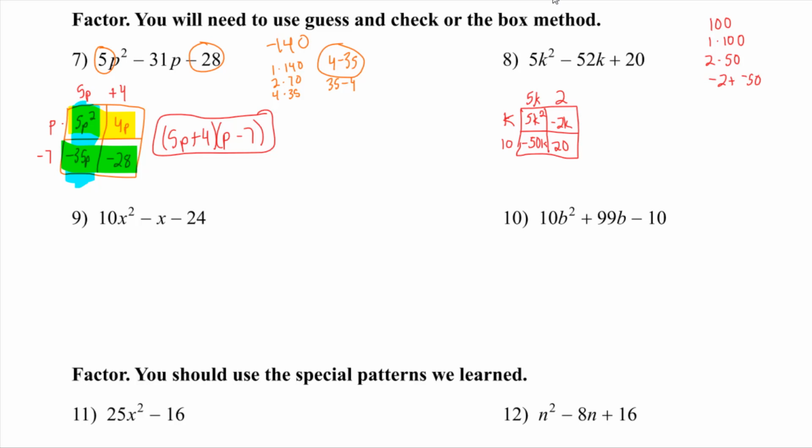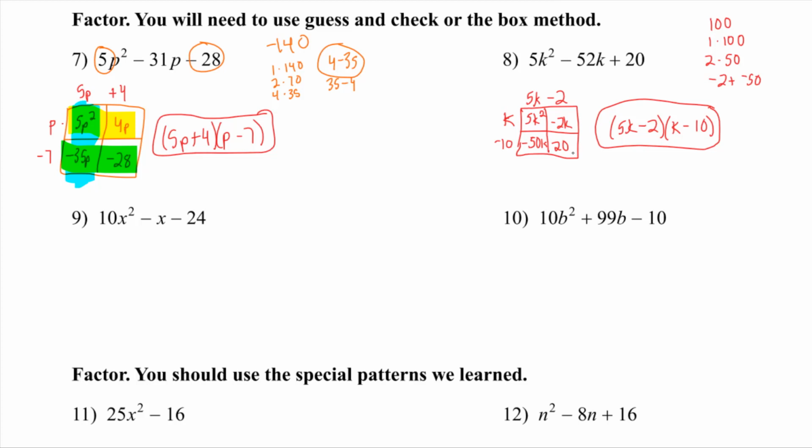So the trickiest part of the box method over other methods, in my opinion, is that these two being negative makes both of these negative, and that's a thing you have to remember. Both of these diagonal ones being negative makes the 2 and the 10 negative. So this is 5k minus 2, and then k minus 10. And that would be our answer.